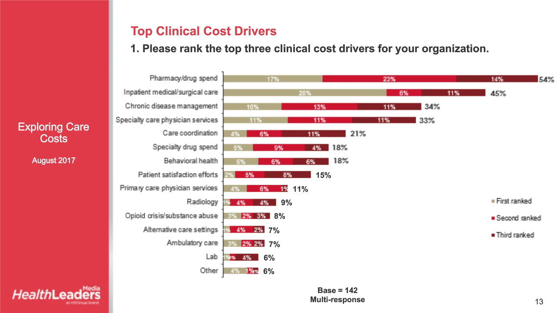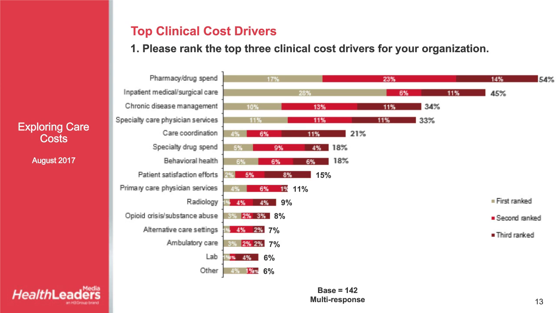The other aspect of the chart that's of interest is just looking at first ranked. It may be difficult for you to see the numbers, so I'm going to help you along with some of this. You look at first ranked only. The number one item is inpatient medical surgical care, and that's 28%. So 28% of respondents had that as their first ranked item.